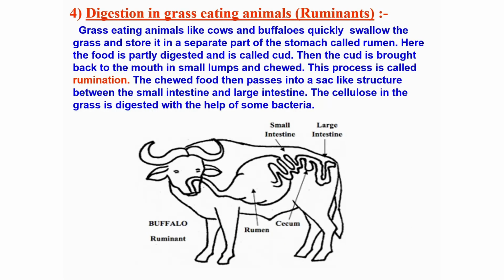Digestion in grass eating animals, ruminants. Grass eating animals like cows and buffaloes quickly swallow the grass and store it in a separate part of the stomach called rumen. Here, the food is partly digested and is called cud. Then, the cud is brought back to the mouth in small lumps and chewed. This process is called rumination. The chewed food then passes into a sac-like structure between the small intestine and large intestine. The cellulose in the grass is digested with the help of some bacteria.